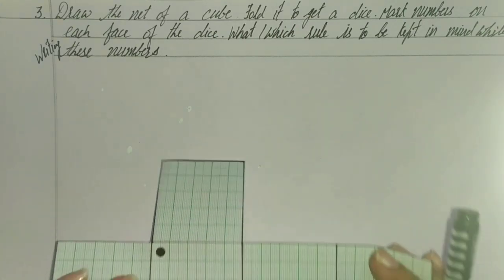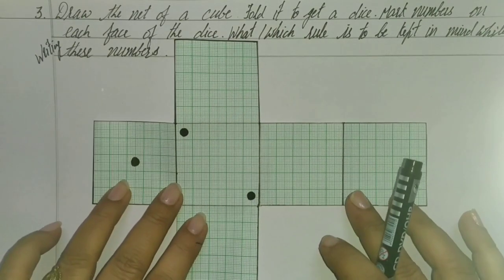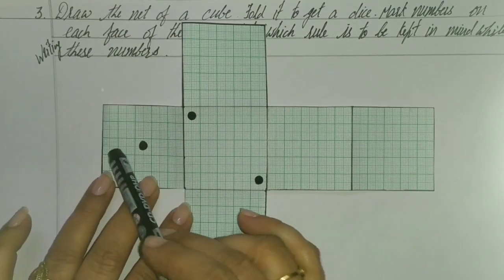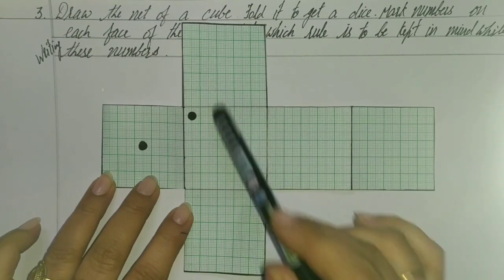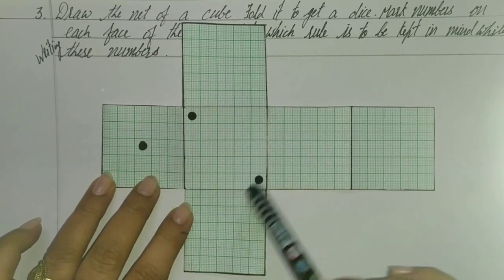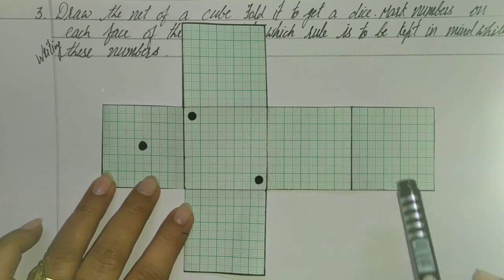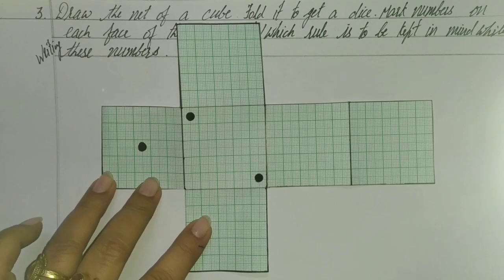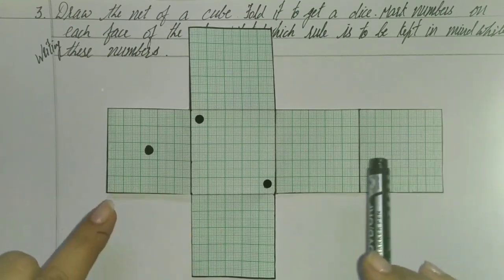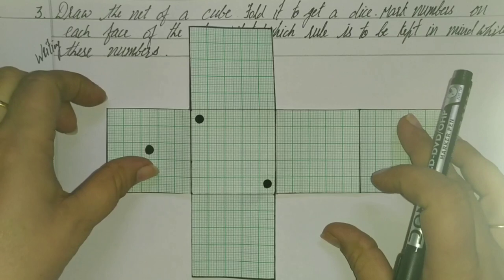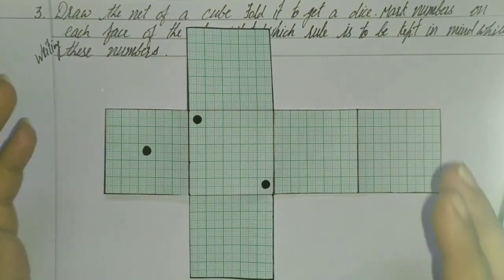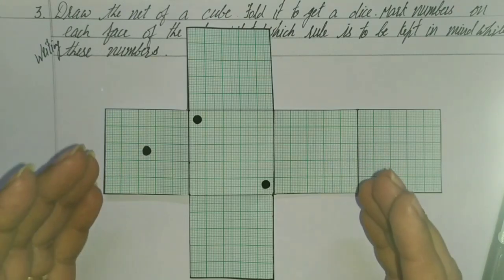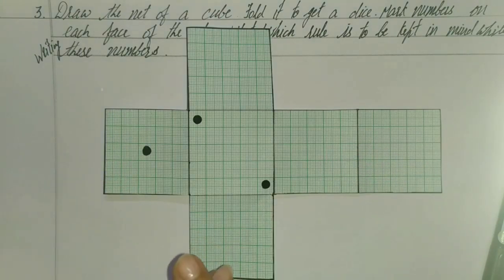Now here I have already drawn the net of the cube. As you can see, these are the 6 faces of the cube: 1, 2, 3, 4, 5 and 6. Now we have to fold it to make a dice. What is the rule to be kept in mind? The rule is that the numbers we mark on the opposite faces must add up to 7. Now what about the opposite faces?